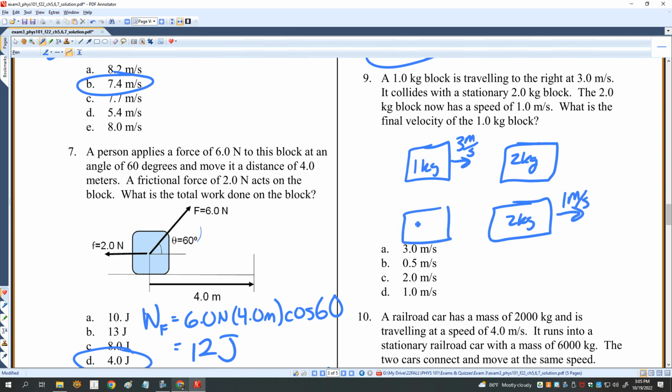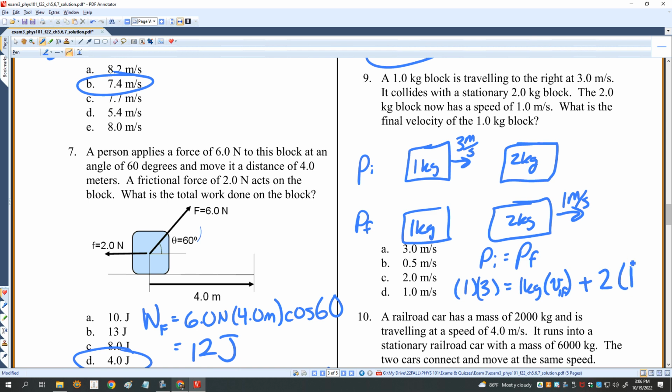And I want to know now what is the velocity of the 1 kilogram block. We don't know if it's to the left or the right, so I'm not going to draw anything saying that. But I do know that the momentum here, Pi, has to equal the momentum here. So Pi is equal to Pf. That's going to be 1 kilogram times 3 meters per second, which has to equal 1 kilogram times its velocity, v1f I'll call it, plus 2 times 1. So that gives me v1f of 1 meter per second.